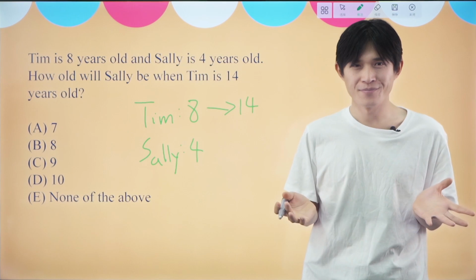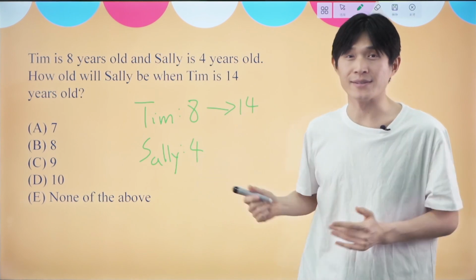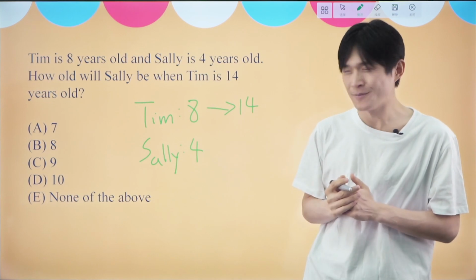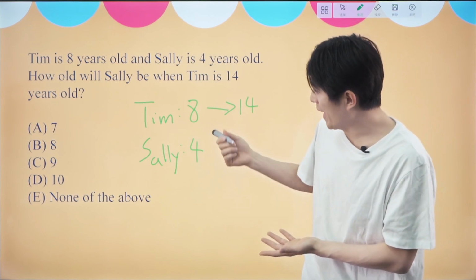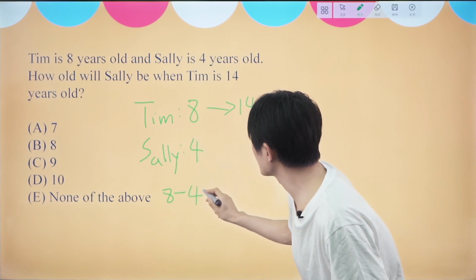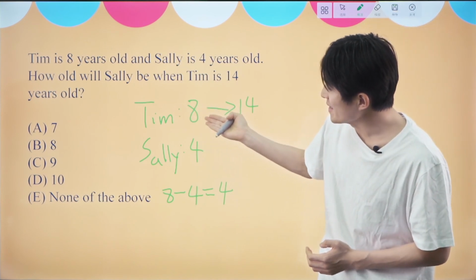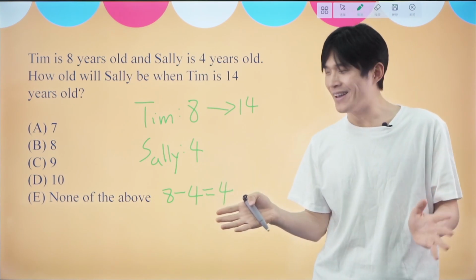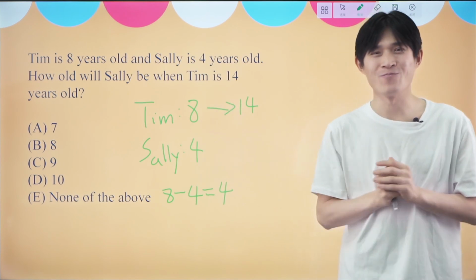How do you do this? We know that the age difference between Tim and Sally will never change. So what is the age difference? We know Tim is older than Sally. So 8 minus 4 equals 4. So Tim is 4 years older than Sally. Or you may say Sally is 4 years younger than Tim.